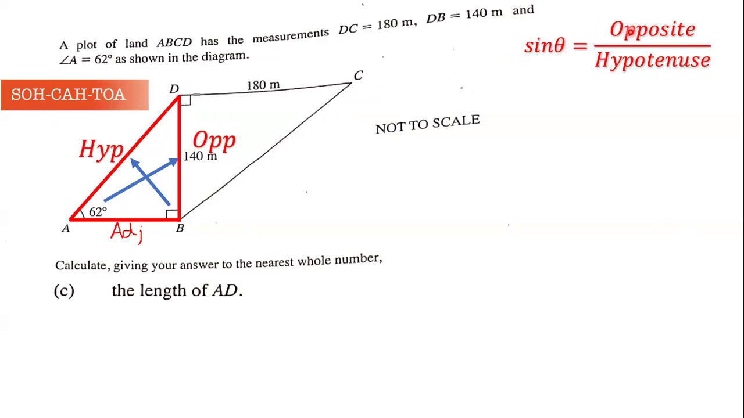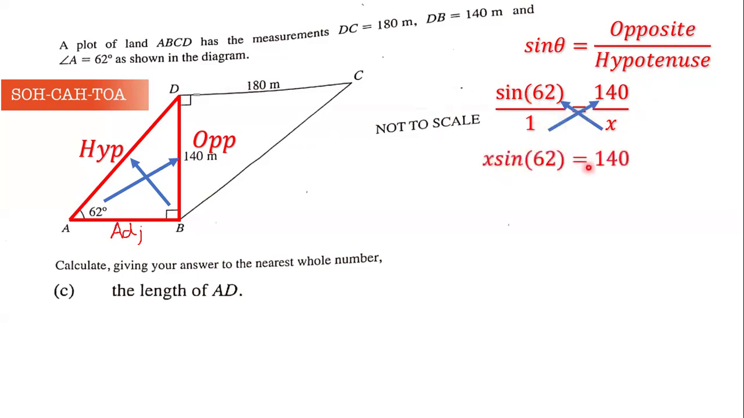Sine theta is the opposite over the hypotenuse, where the opposite in this case is 140 meters. Theta is 62 degrees, so we plug that in. And x is the hypotenuse because we don't know what that is, so that's the missing side. We put sine of 62 over 1 because we want to cross multiply. And so we have x times sine 62 equal to 140. Why 140? Because 1 times 140 is simply 140.